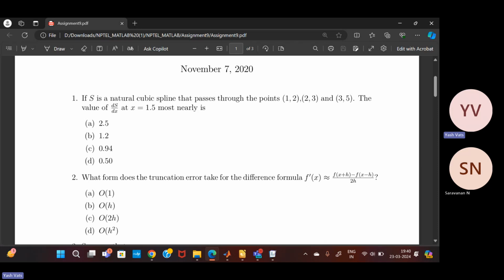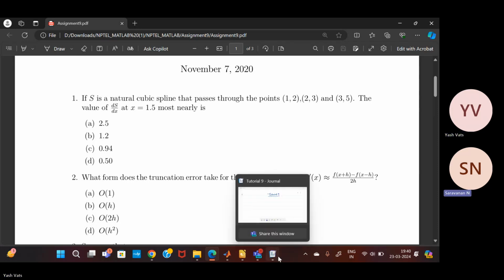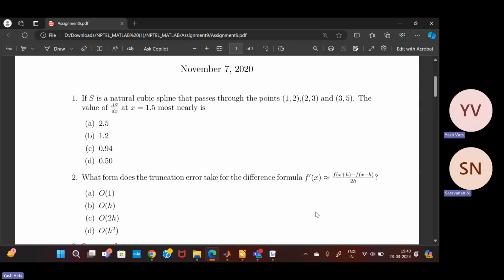Did you practice the spline questions before? Spline we did last week, but in that also I have one small doubt from last week's assignment. The assignment was fine, only one question I had difficulty with, maybe my understanding is not correct. Probably it's question number 6.